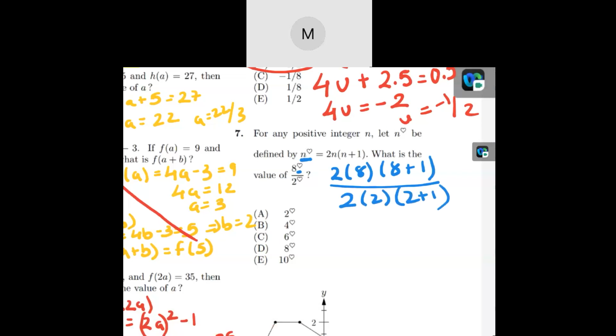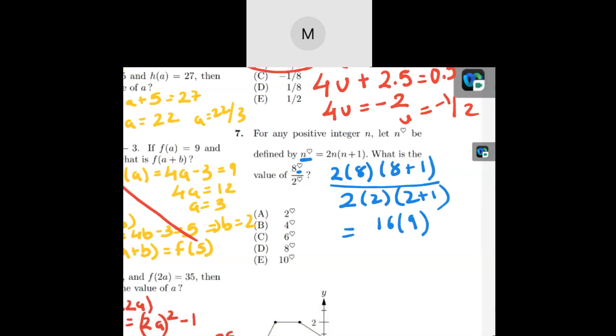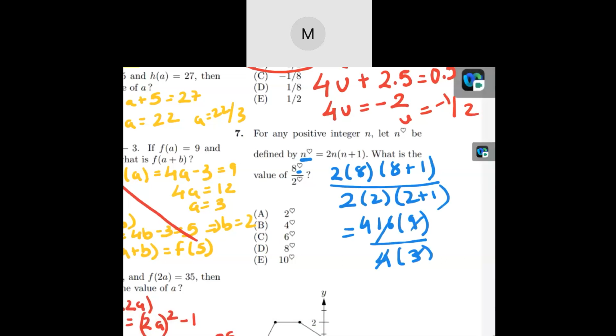So in this case, that's equal to, on the top, 16 times 9, on the bottom, 4 times 3. 4 goes into 16 4 times. You don't have to do the full multiplication. Try to simplify your ratios. 3 goes into 9 3 times, which means this answer is 12.